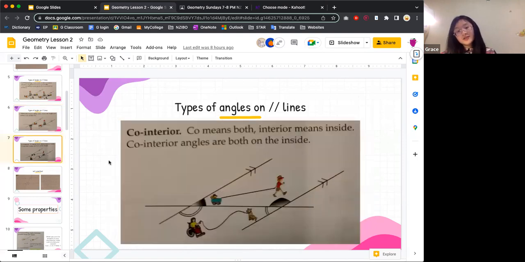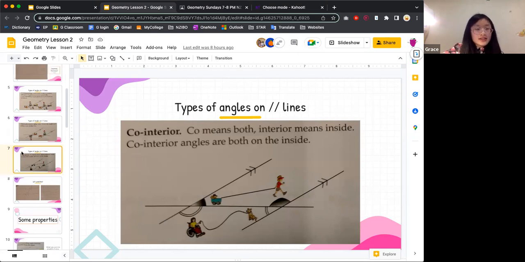And now we have co-interior. Co-interior means that they're both on the same side of the transversal, which is different from alternates, because they're both angles that are in between the lines, but here they're on the same side of the transversal rather than different sides. So yeah.